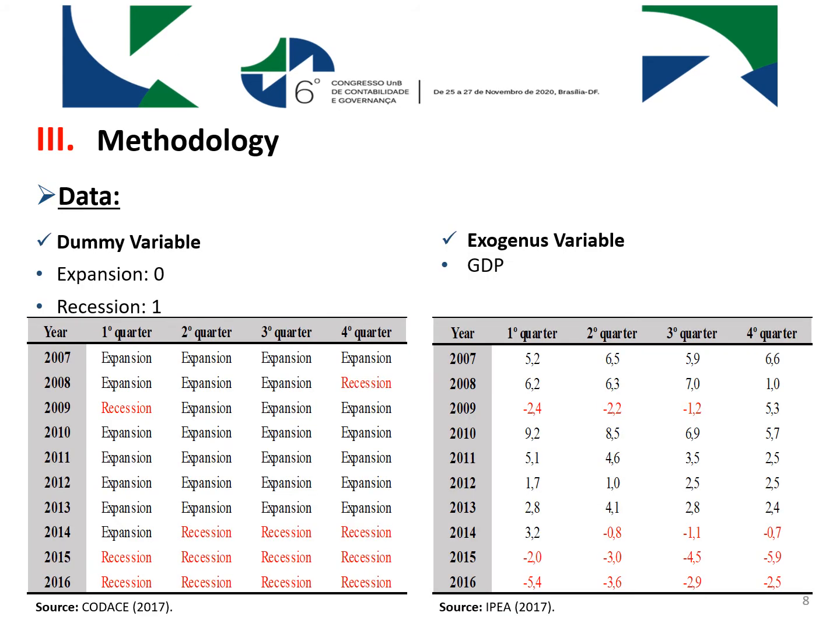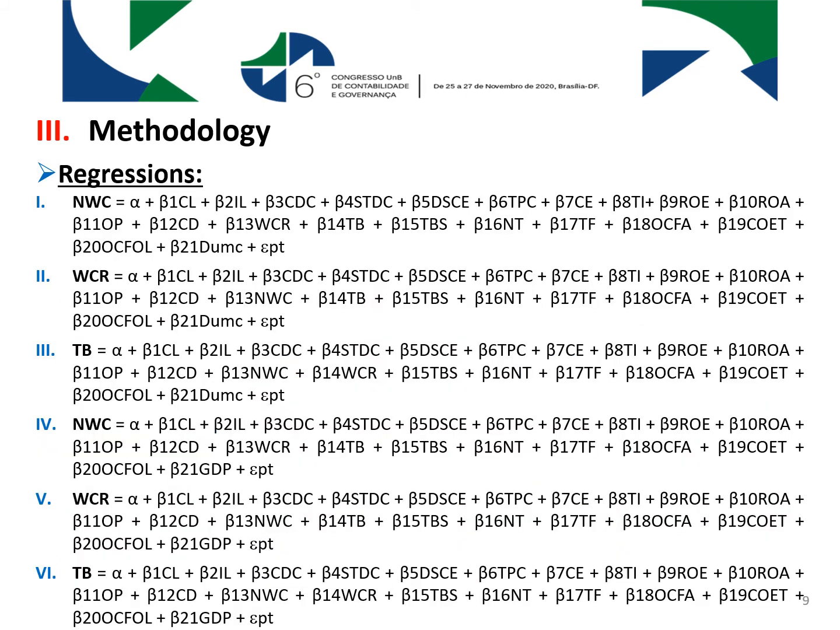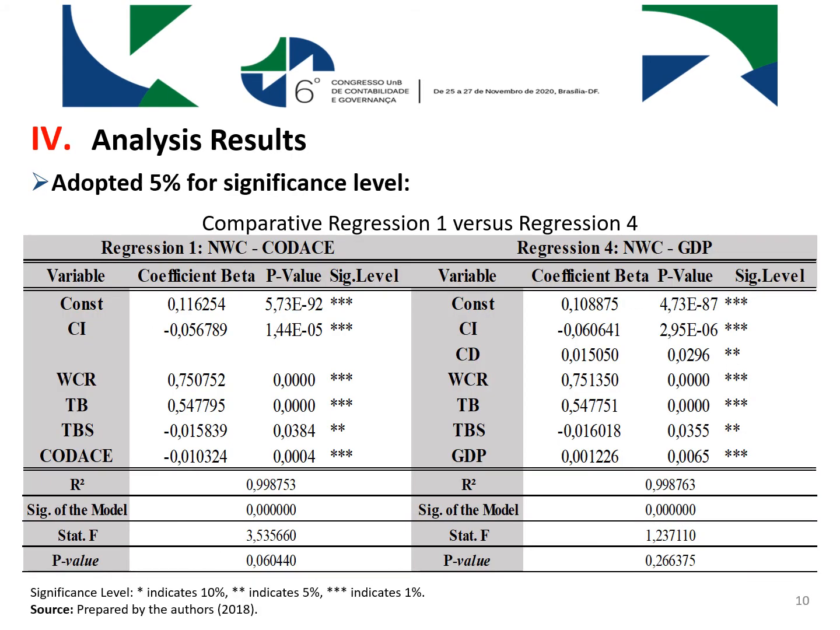The data: you have a dummy variable, expansion or recession, from the CODAS index, and an exogenous variable, GDP. You have 6 regressions. The first three use the dummy, and the last three use the GDP. First, compare regression 1 and regression 4. The CODAS expansion or recession variable has a negative impact in equation 1. The GDP variable has a positive impact in equation 4.